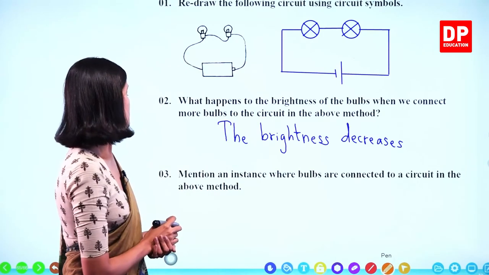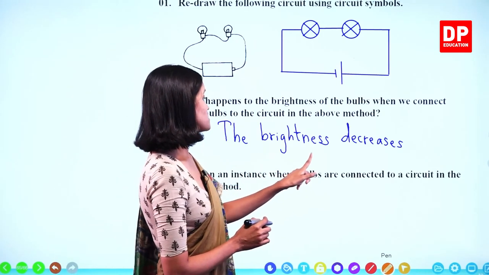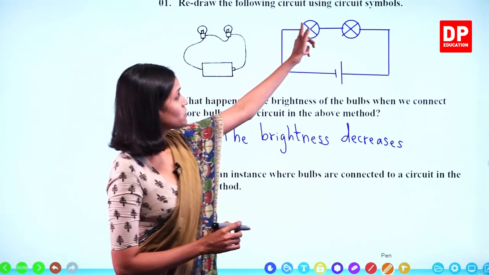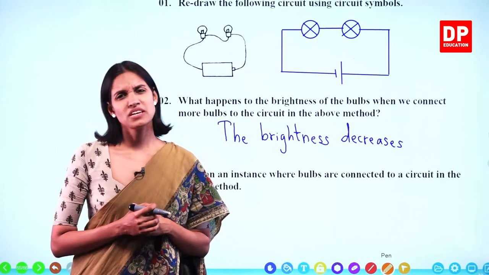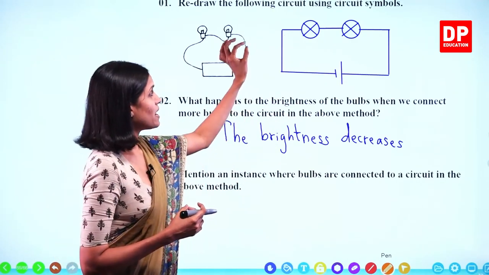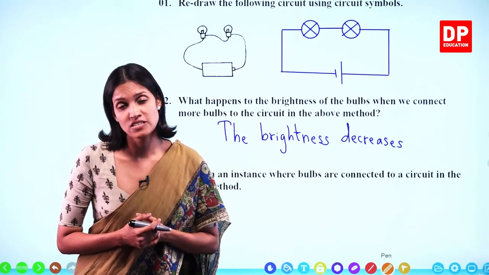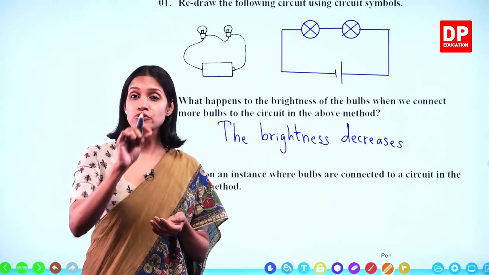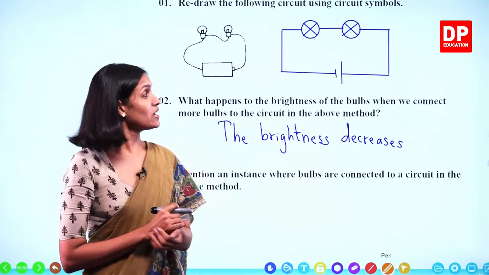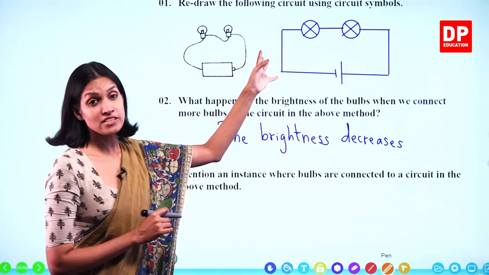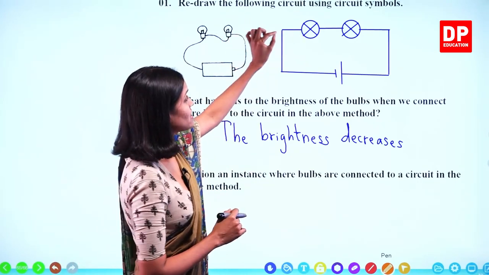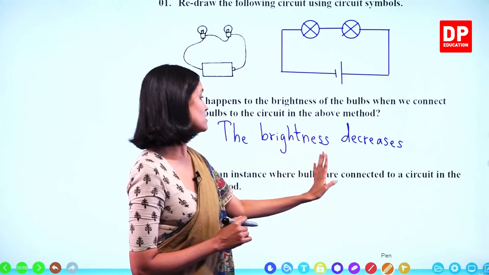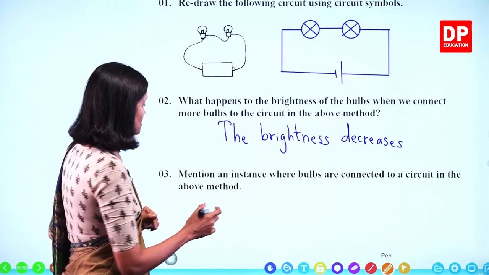Right. Number 3. Mention an instance where bulbs are connected to a circuit in the above method, which means in the same line. So you have seen there are different types of bulb lines used in different functions. During Vesak seasons, in order to decorate Christmas trees, we use those type of bulb lines. In those bulb lines, decorative bulbs are connected in the same line. Okay, let's write. Mention an instance where the bulbs are connected to a circuit in the above method.